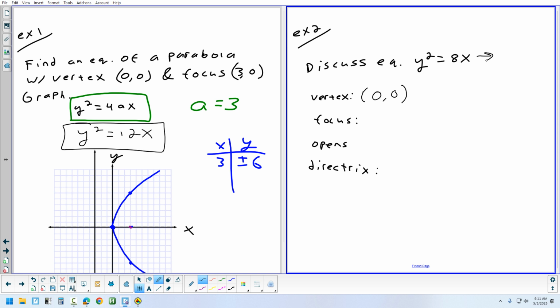Anybody think they know? Yeah? So what would be your equation? 4 times 2. So y squared equals, go ahead. 4 times 2 times x. Yep, 4 times 2 times x. You always have to write it as 4 something and then a letter. Notice I didn't always say the letter has to be x, but in this case it does. 4 times 2x. So that 2, that's my A value.